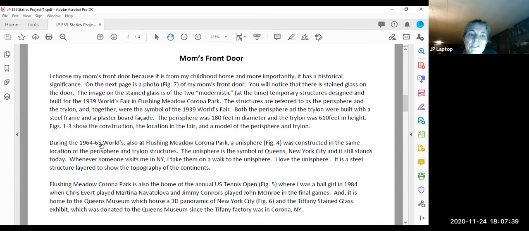During the 64-65 World's Fair, boy, I have three errors in here so far. I forgot to put a space between 610 and feet. I forgot to put an N in the, and now I forgot to write fair.